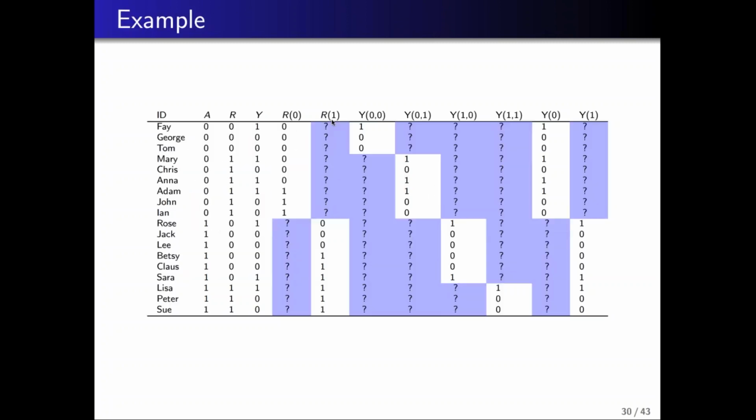So what can I observe here? Faye did not take treatment. She did not use rescue medications. So I know R of 0 for Faye, and it's 0. She did not use rescue. I don't know R of 1 because she did not take treatment. I know her outcome under no treatment and no rescue medication. She dies. I don't know any of these other potential outcomes. I know her outcome under no treatment, which is dying. I don't know her outcome under treatment. And so the rest of this figure tells me, here's my observable data in the first, second, third, and fourth columns, and then these are all the potential outcomes.